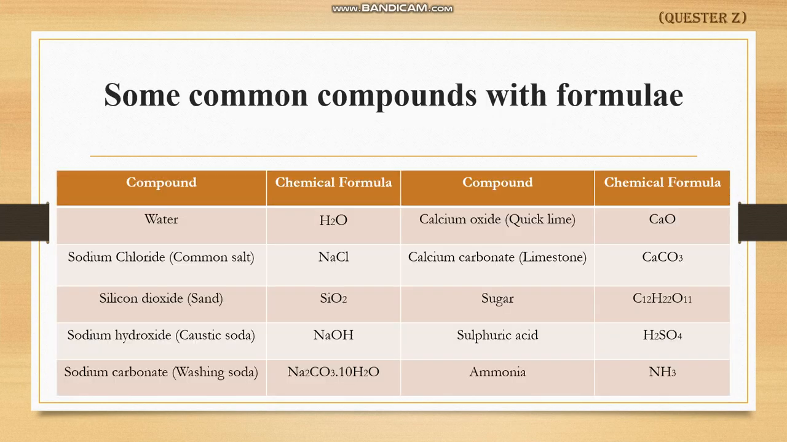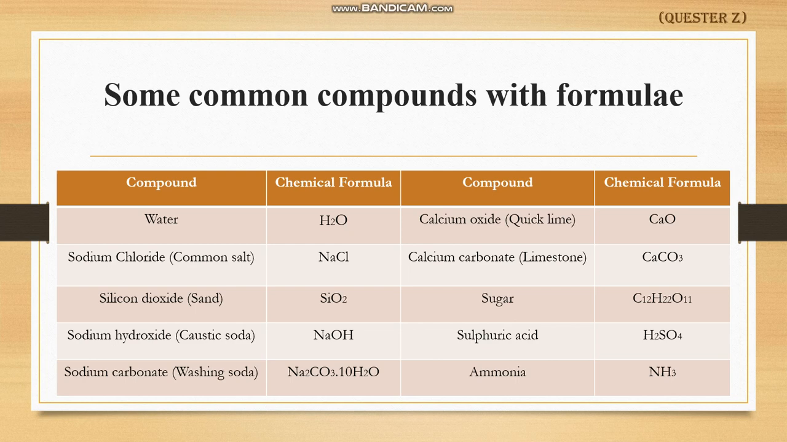These are some compounds with their formulas given. Water, H2O, the most common compound. Sodium chloride, common salt or table salt, NaCl. Silicon dioxide, SiO2. Sodium hydroxide, that is known as caustic soda, NaOH.